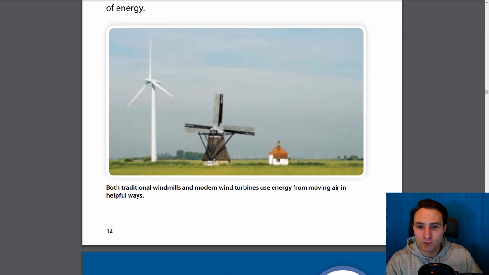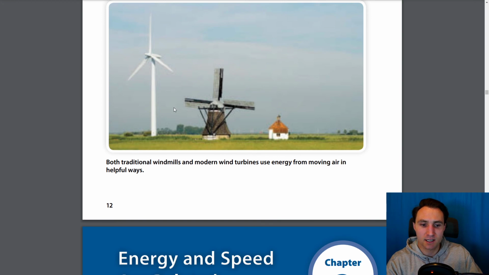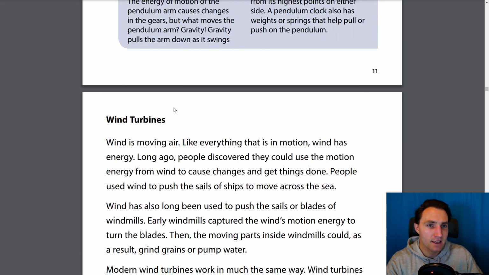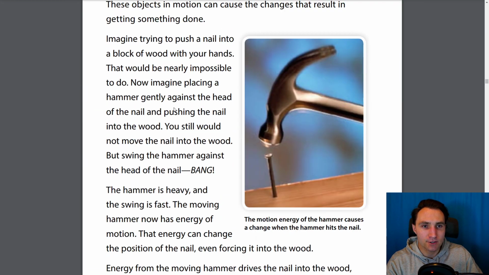So here we go. Both traditional windmills and modern wind turbines use energy from moving air in helpful ways. This one probably ground grain or helped make food. And this one is helping create electricity. And that, everybody, is chapter 2, or lesson 2.